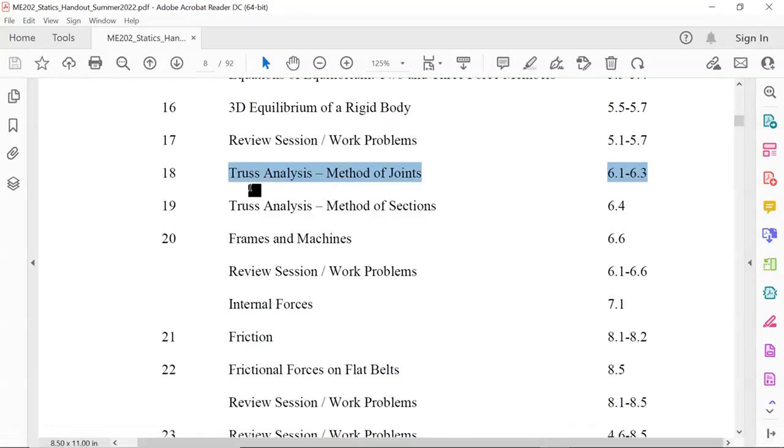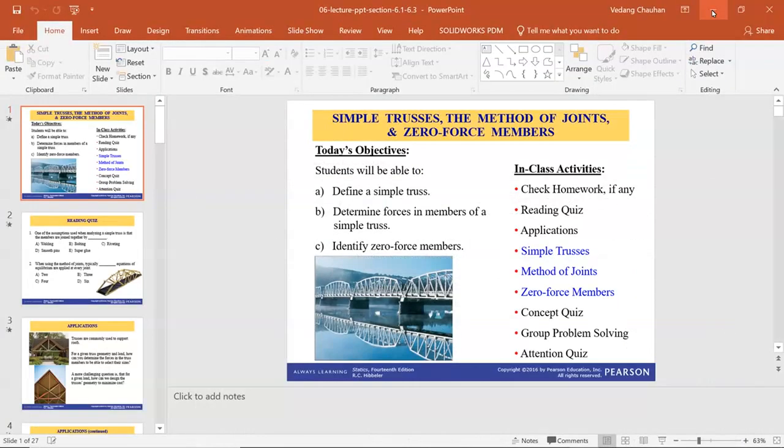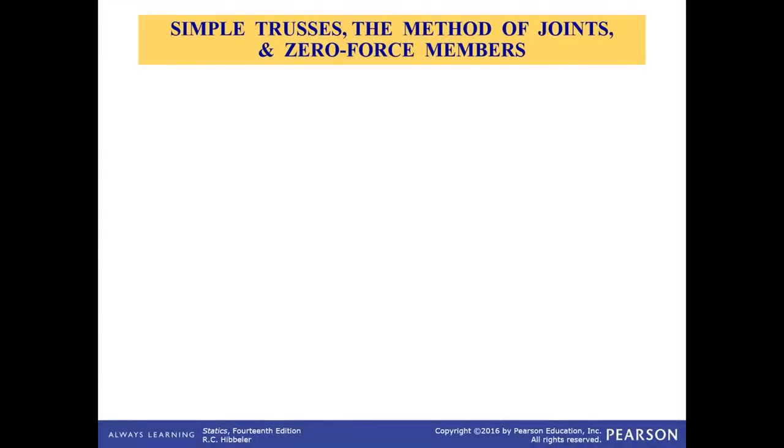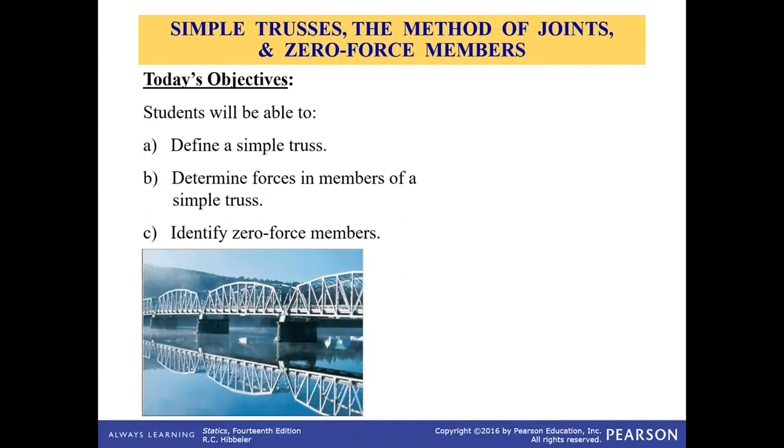Hello. In this video, we will learn about truss analysis using method of joints. Chapter 6, topics 6.1 to 6.3. Simple trusses, the method of joints, and zero force members. Today's objective is to define a simple truss, determine the forces in members of a simple truss, and identify zero force members. So what is a truss?